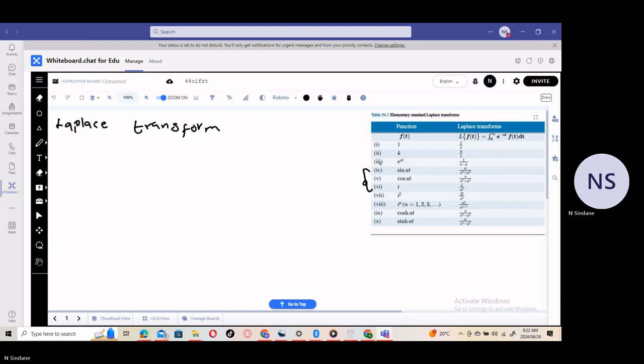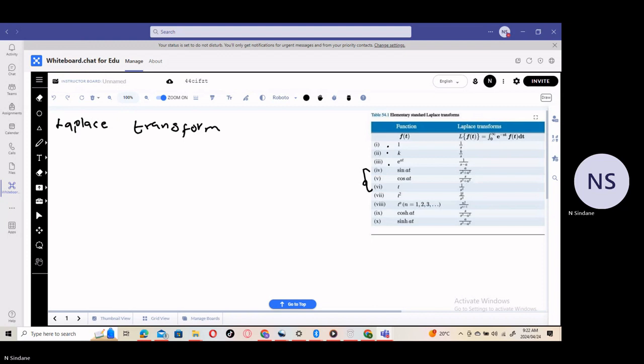In the previous video we proved 1, 2, 3. Today we are proving sine, cos, and t, right? So we want to know if indeed the Laplace transform of sine at is equal to a over s squared plus a squared, right? And indeed the Laplace transform of cos at is s over s squared plus a squared.